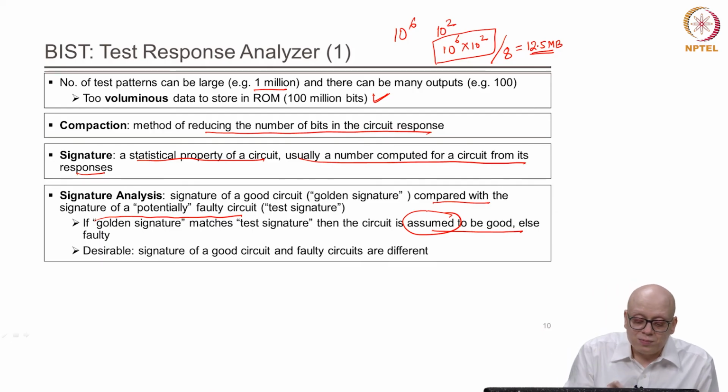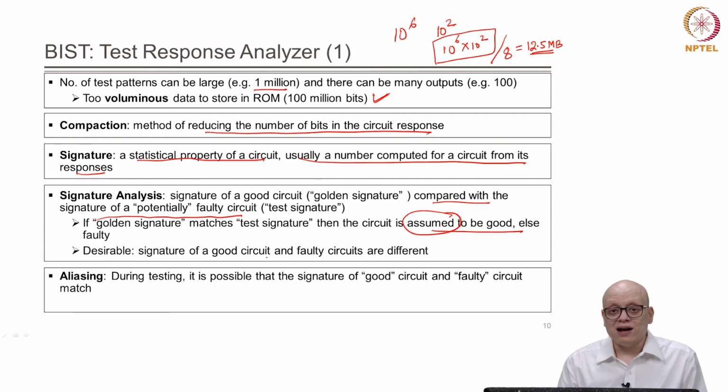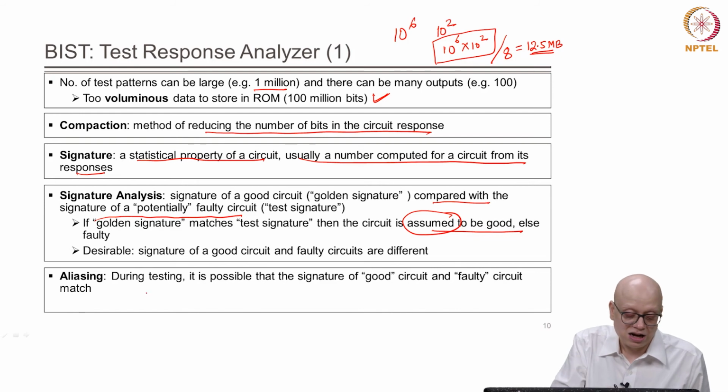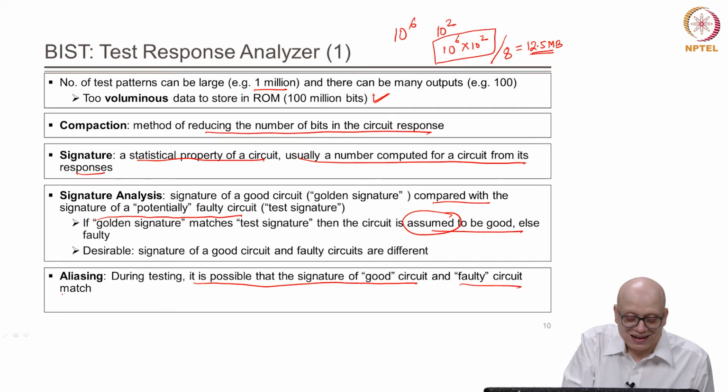Now, the desirable thing is that the signature of a good circuit and faulty circuits must be different, but that is difficult to attain. If the signatures of the good circuit and faulty circuits are not different, then we say that aliasing has occurred. So, during testing it is possible that the signature of a good circuit and a faulty circuit match.